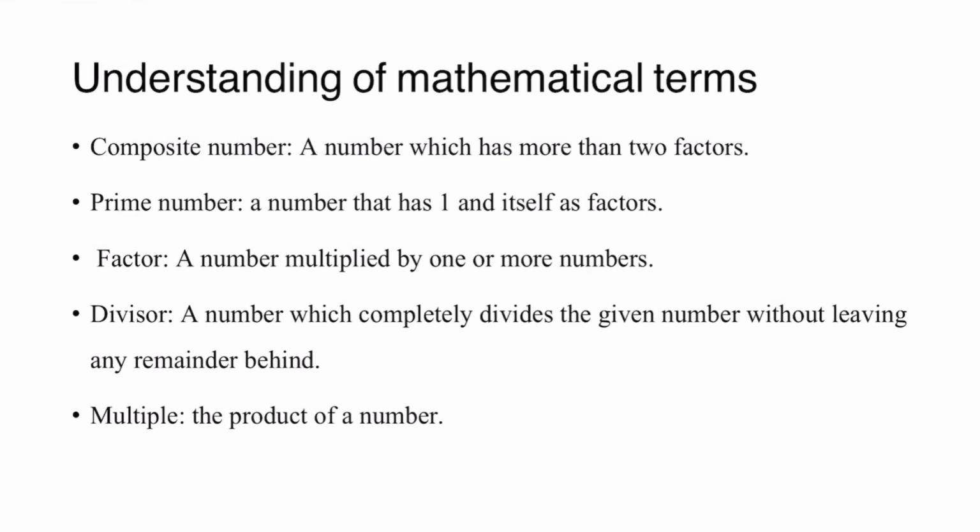Now let's get started by talking about the most basics of understanding the terms. So now we have composite number, which is a number that has more than two factors. A prime number is a number that has only one and itself as factors. A factor is a number multiplied by one or more numbers. A divisor is a number which completely divides the given number without leaving any remainder behind. And last but not least, a multiple is the product of that number.